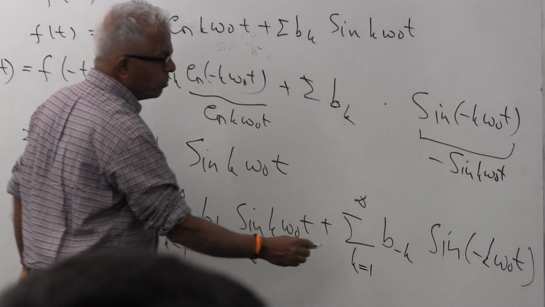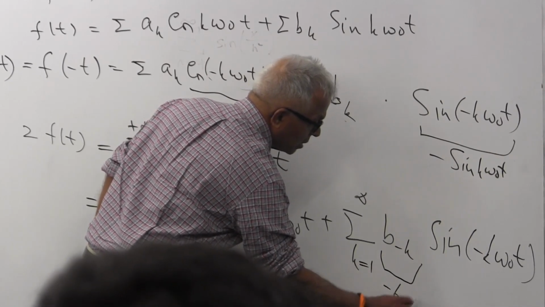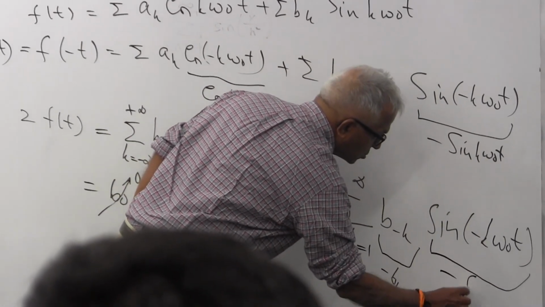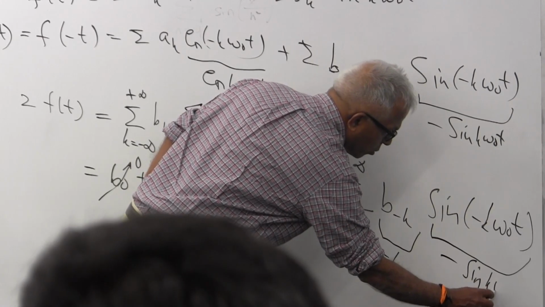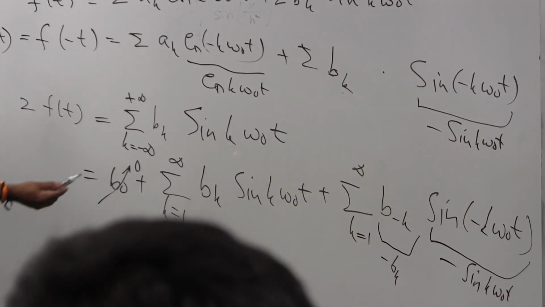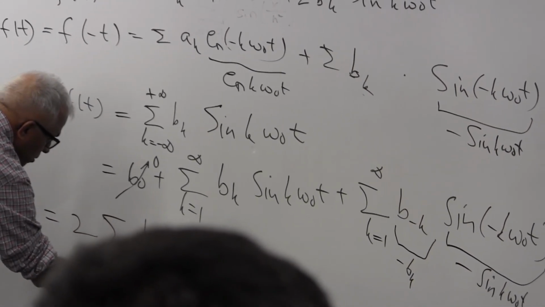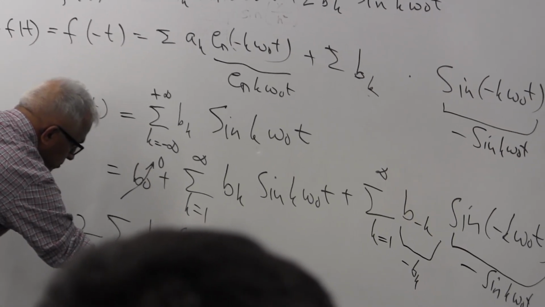And we already figured out B of minus K is minus BK, and this is minus of sine K omega naught T. Minus minus becomes plus. So that is just twice. So it becomes 2 times summation BK sine.